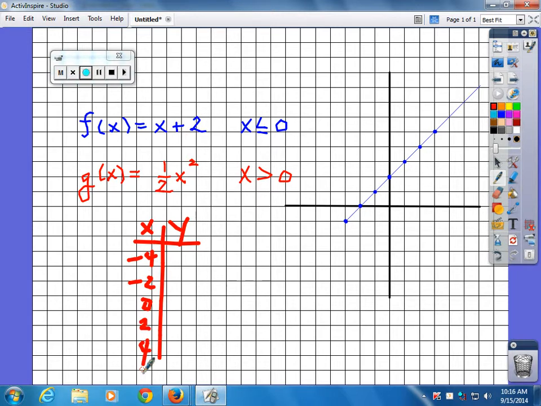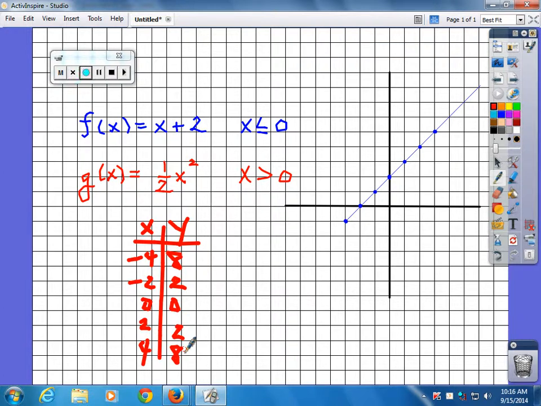Now, -4 squared is what? 16 divided by 2, 8. -2 squared is 4, divided by 2 is 2. 0, I'll do that one for you, and 2, and 8.